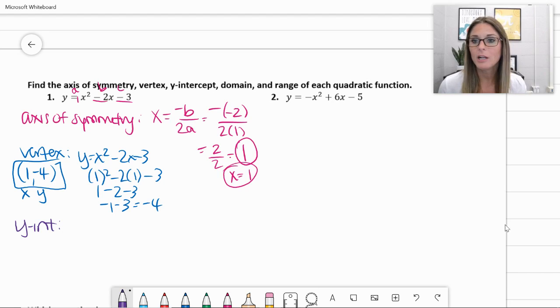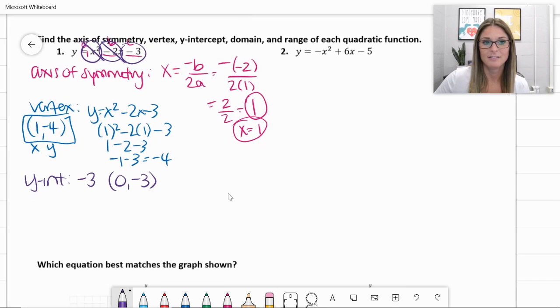Okay. If you plug in 0 for x up here, what's 0 squared? 0. What's -2 times 0? 0. What do I have left? -3. Y-intercept? -3. Or let me write the coordinates: 0, -3. Super, super easy.